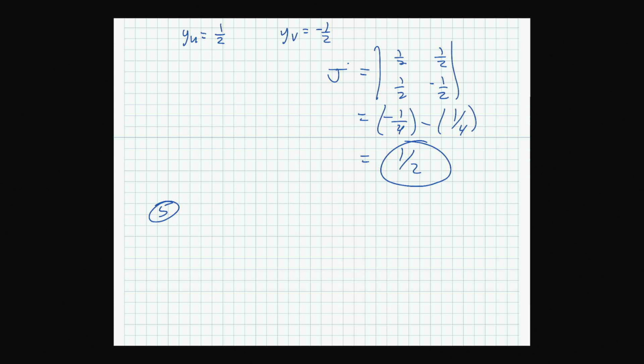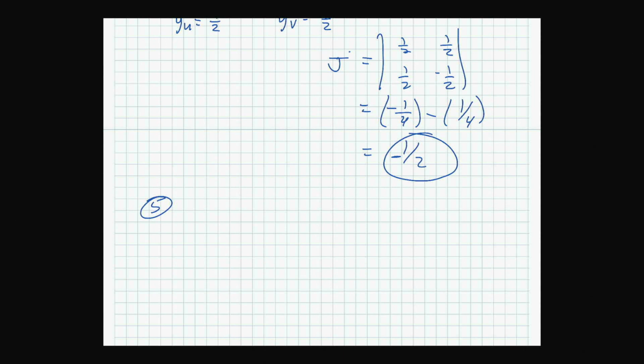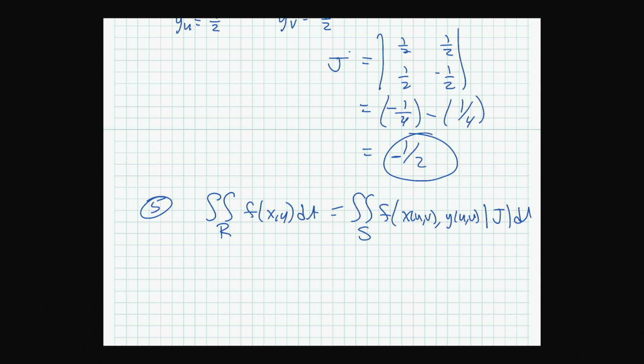Actually, that's negative 1/2, isn't it? Okay, so we know our integral over R of f of xy dA is going to be a double integral over S of f of whatever x is as a function of u and v, whatever y is as a function of u and v, and then times the absolute value of the Jacobian and then the dA.